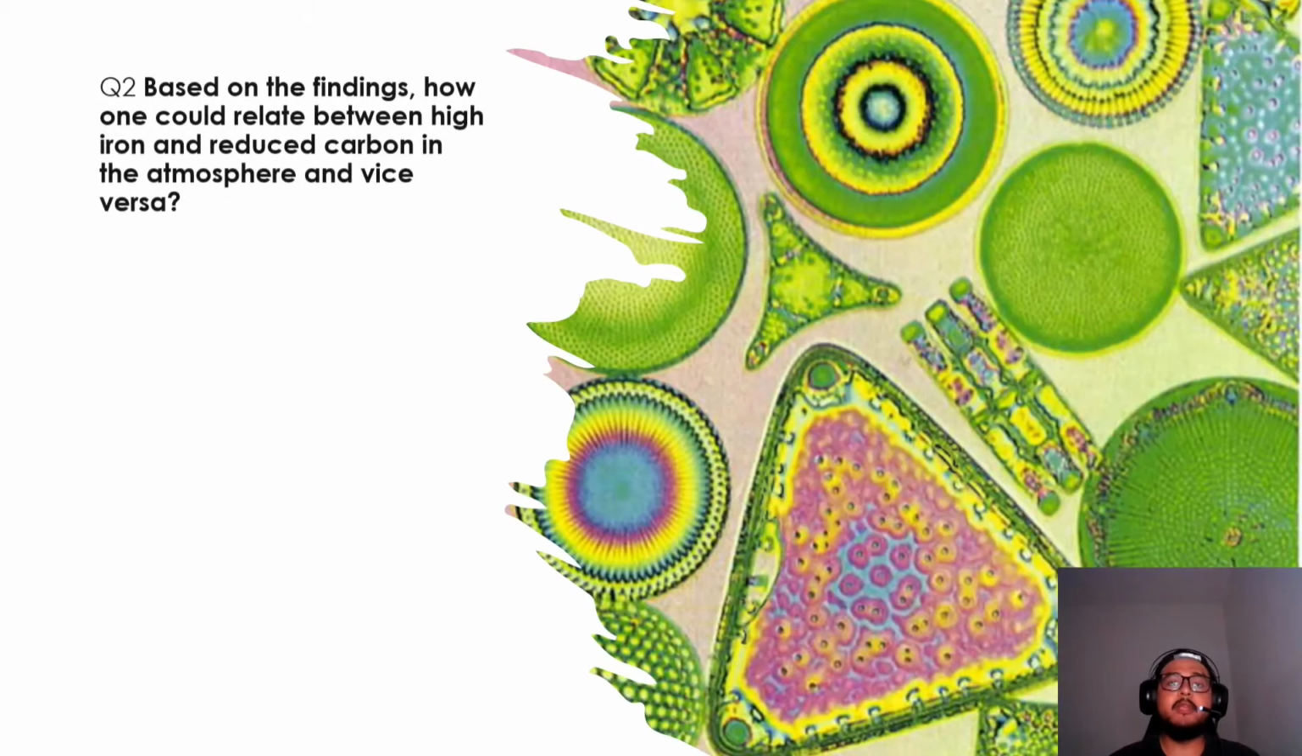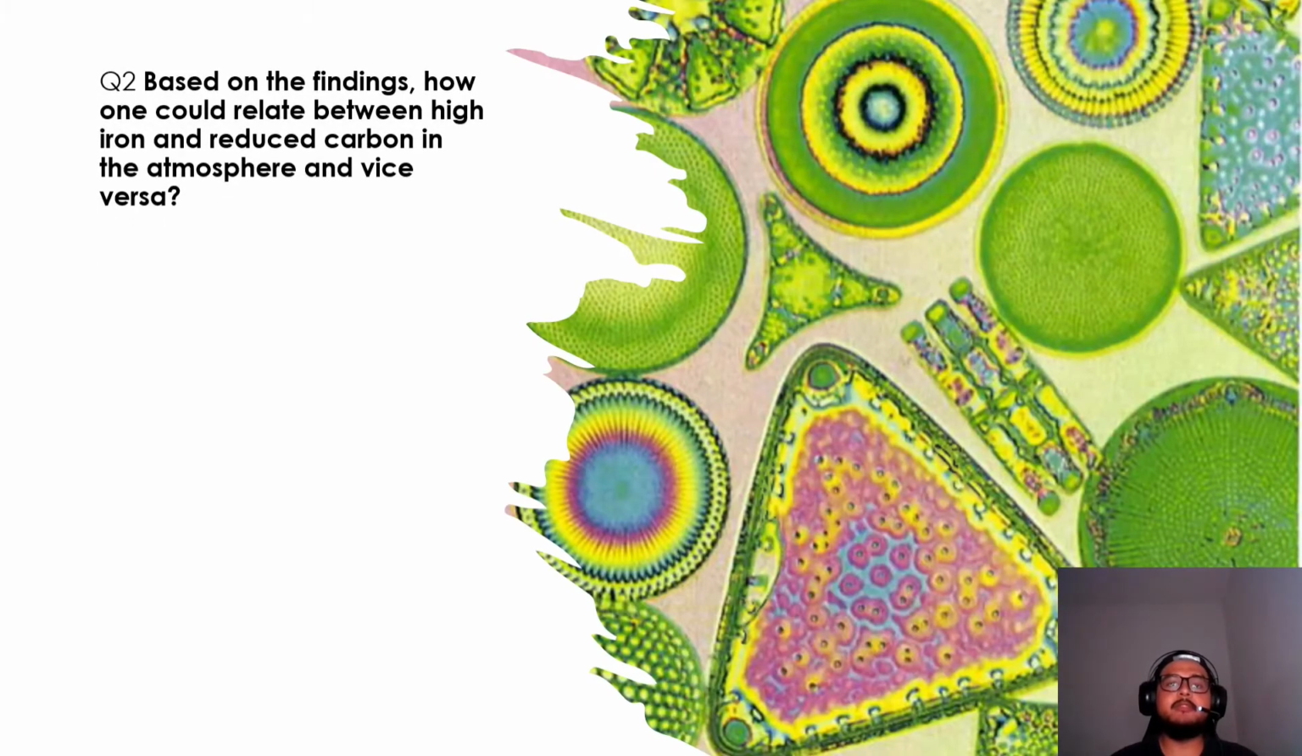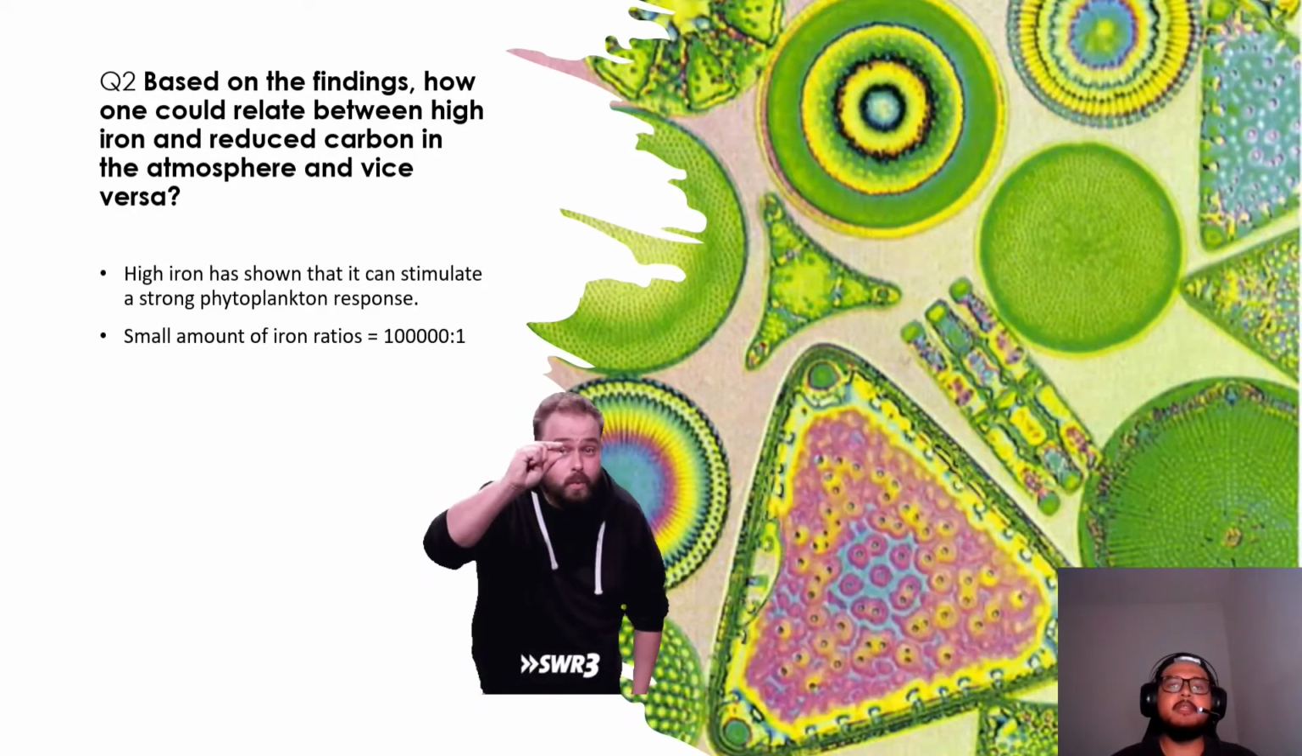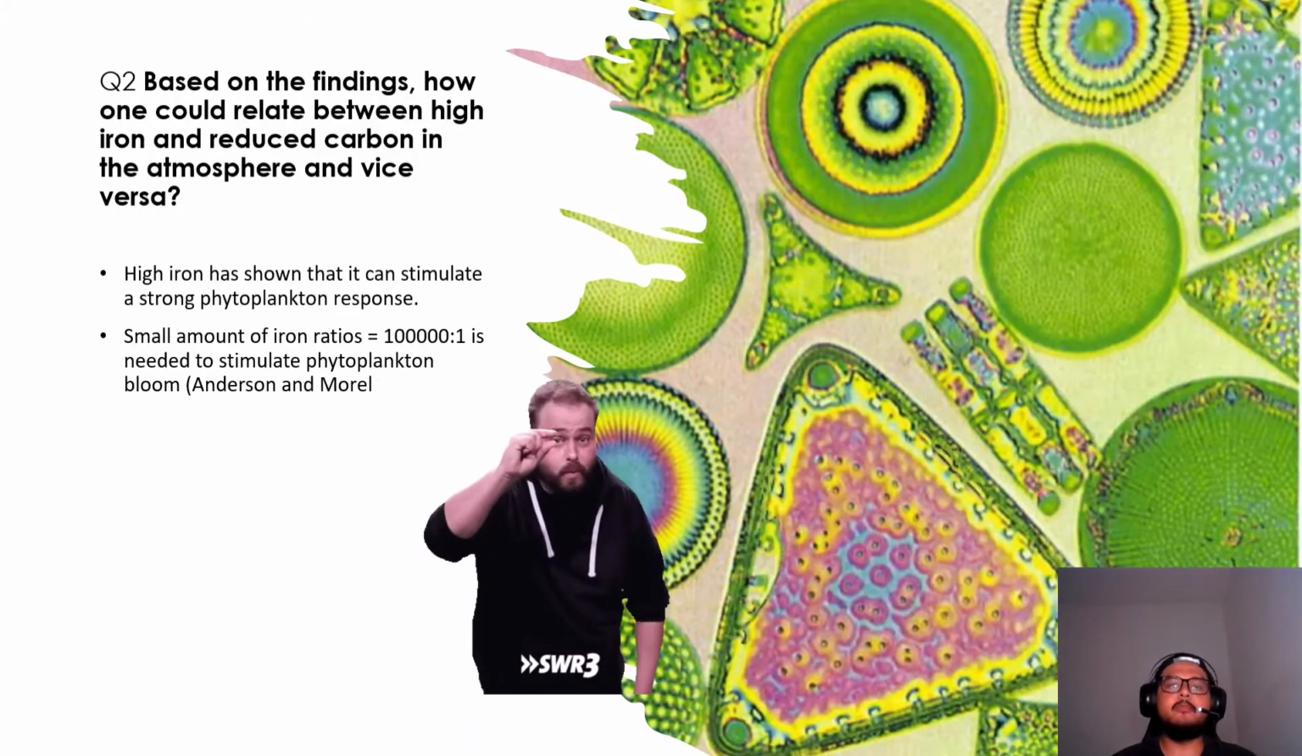How can we relate that when the amount of iron increases, the amount of carbon dioxide decreases? We know that iron is an essential nutrient for phytoplankton to grow. Only a small amount of iron is needed to stimulate a strong growth of primary producers.